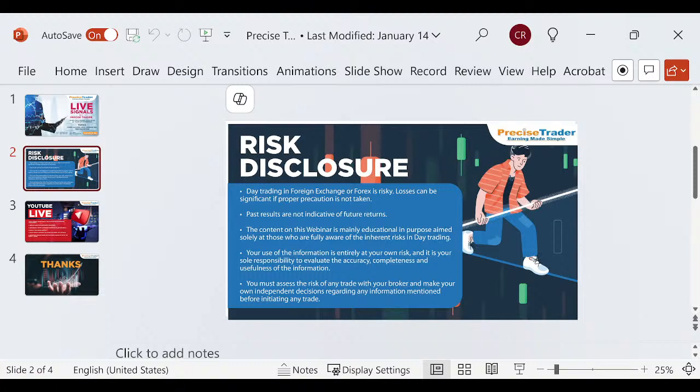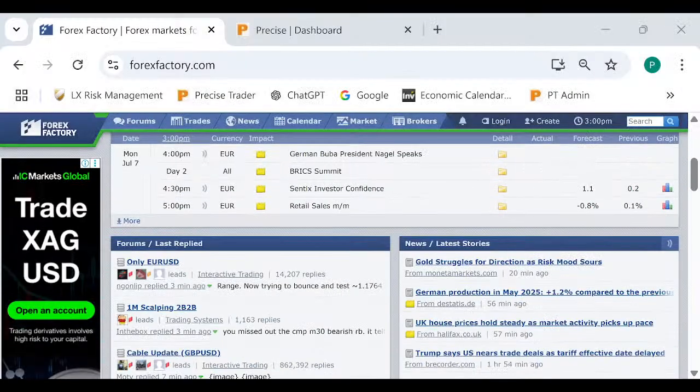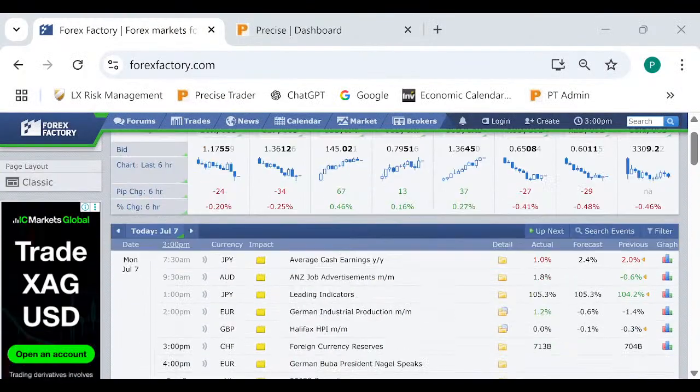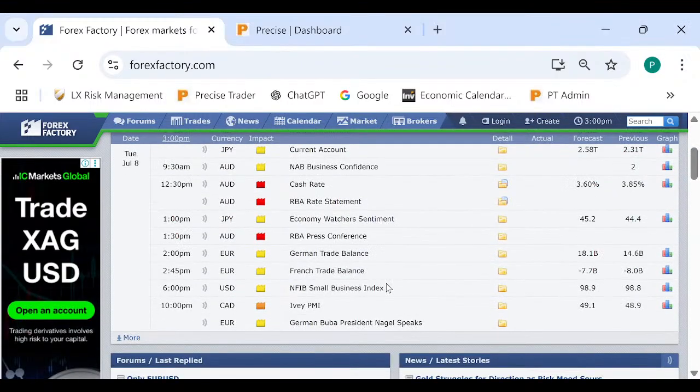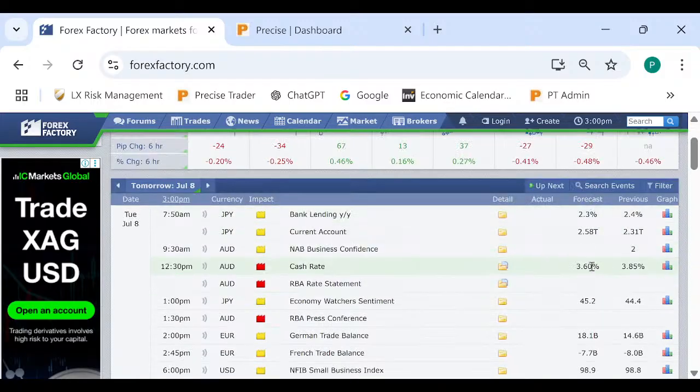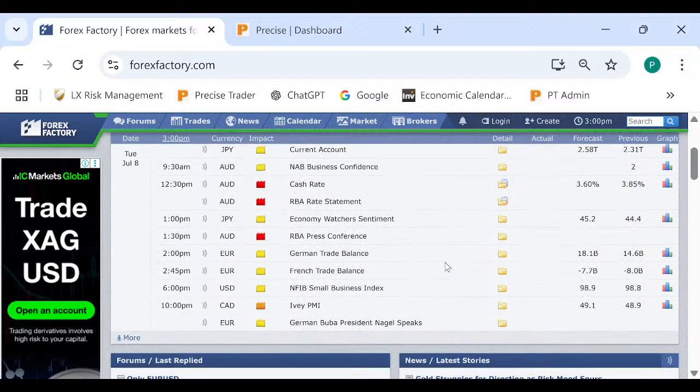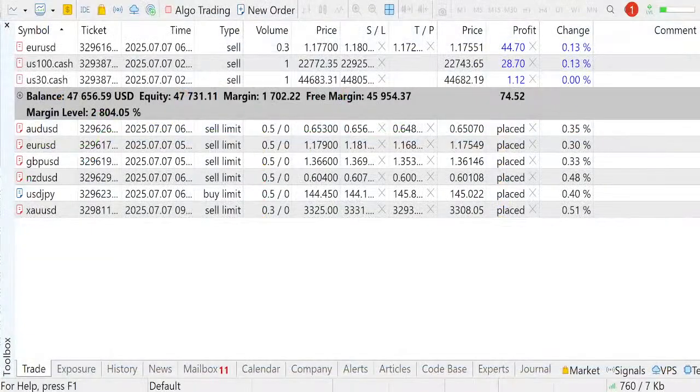With that, we move on to our live analysis. There is no data out today. Tomorrow I think we have the Aussie interest rate announcement, and the forecast is expected to cut by a quarter percent, followed by the RBA press conference. We also have the Canadian IVEY PMI. With that, we move on to our trades.